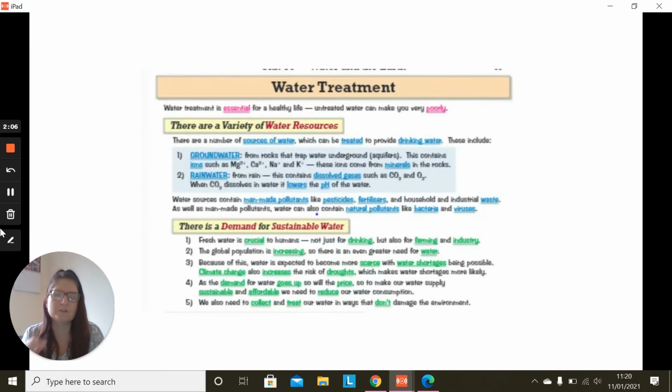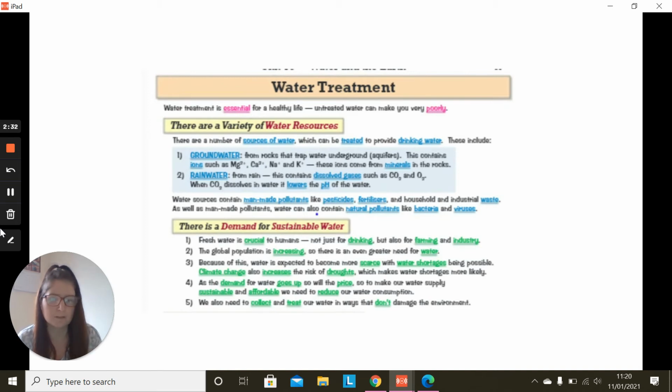So water treatment, and this is on your actual notebook for you. I'm just going to read through it so you can read it because it's a bit blurry on here. It says there are a number of sources of water which can be treated to provide drinking water. These include groundwater from rocks that trap water underground. This contains ions such as magnesium, calcium, sodium and potassium. We looked at this last lesson. These ions come from minerals in the rocks.